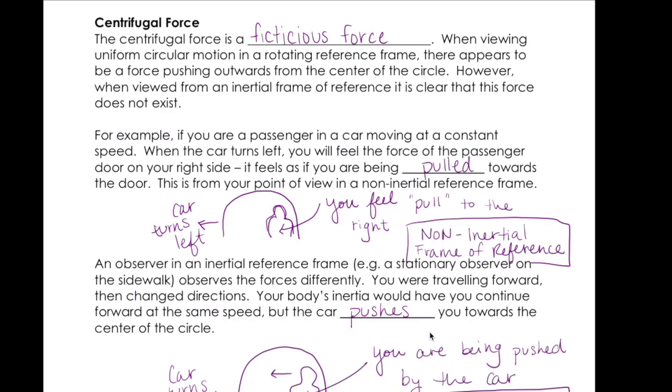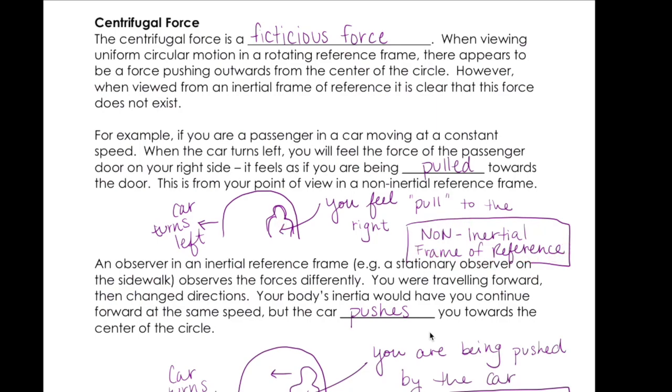Or, if the car turns left very sharply, you feel like you're being pulled to the right. That's not what is actually happening. What's really happening is that your inertia is just continuing to take you in the forward direction. But since the car is turning, it feels like you are getting pulled to the outside of the car, to the right of the direction of the turn. This is known as a non-inertial frame of reference.